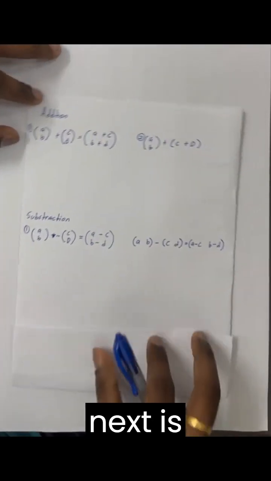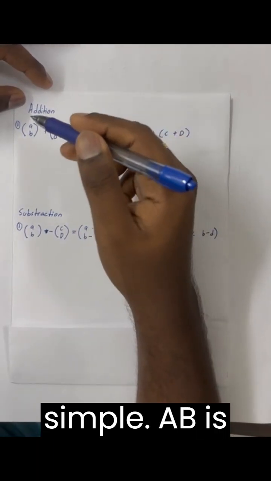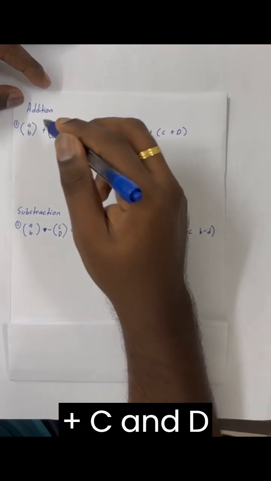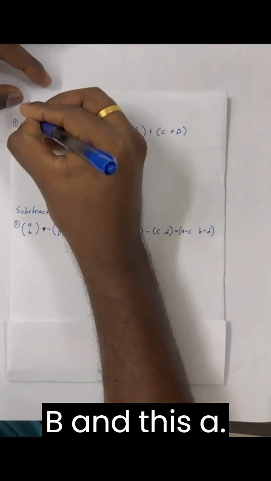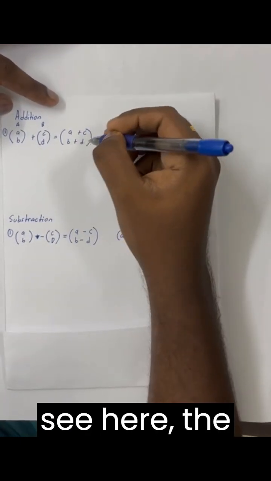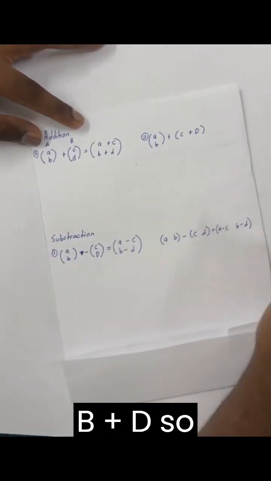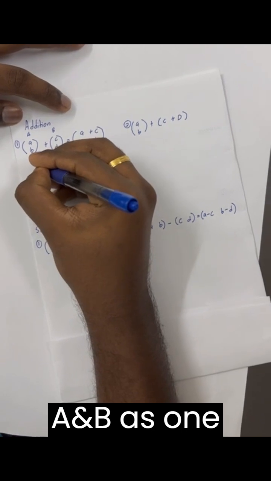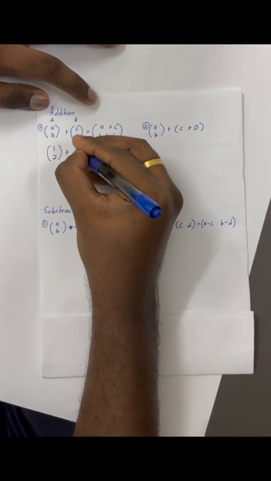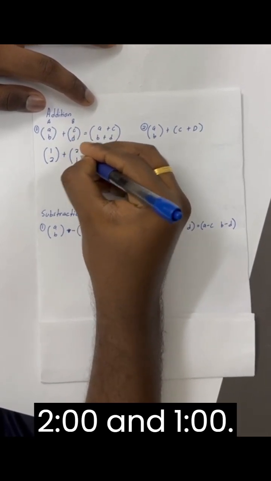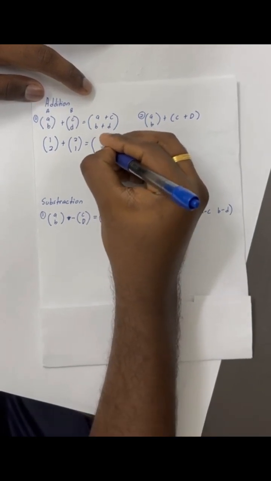And the next is addition. Addition of matrices is very simple. A, B is the first, plus C and D, which is the second. So as you can see here, the formula shows A plus C and then B plus D. Let's do an example. Let's put A and B as 1 and 2, and then we add it with 2 and 1. Then the answer will be 3 and 3.